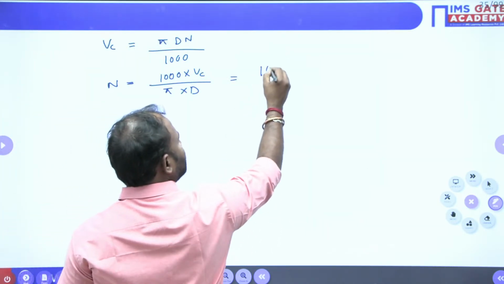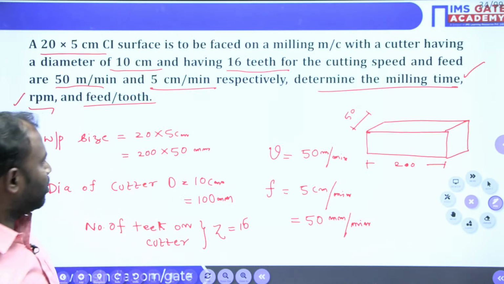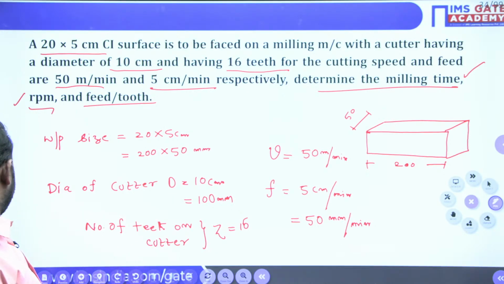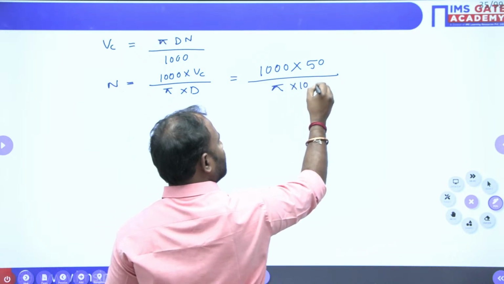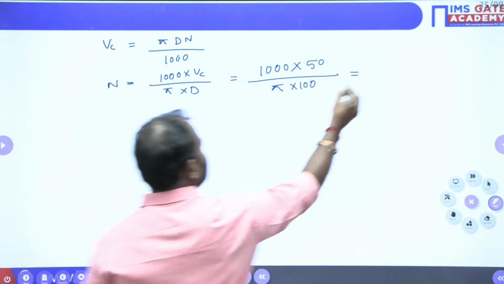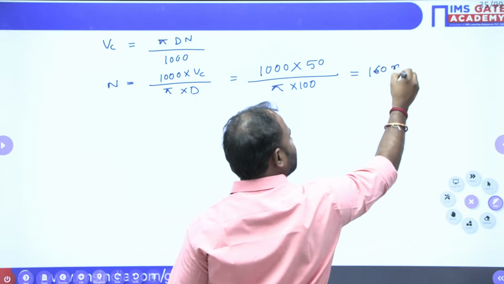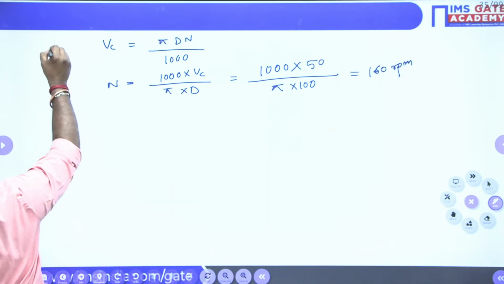Now 1000 into, oh my God, is it 50 or 60? Forgot, 50 only. D is 100. So N equals 1000 into 50 divided by pi into 100. From there I am going to get the RPM of the tool, 160 RPM. Yes, guys, so the first one is over.